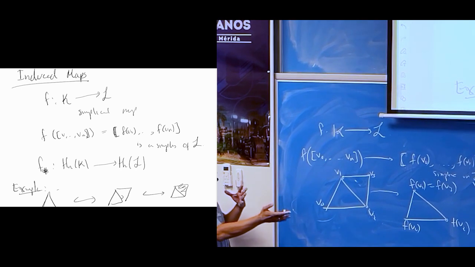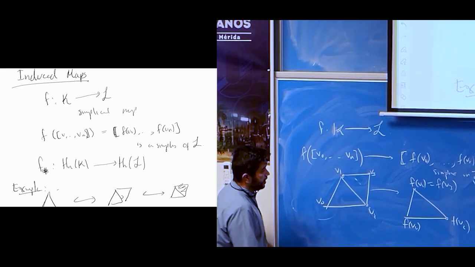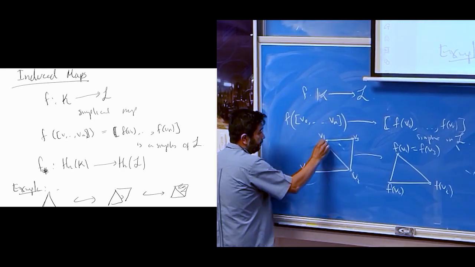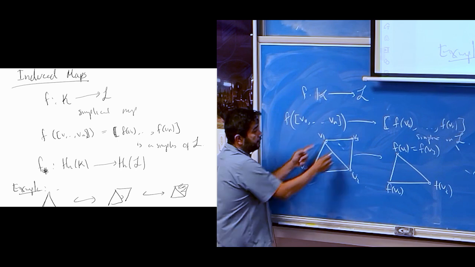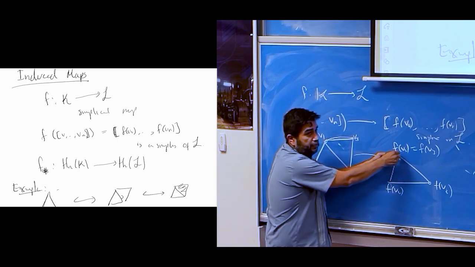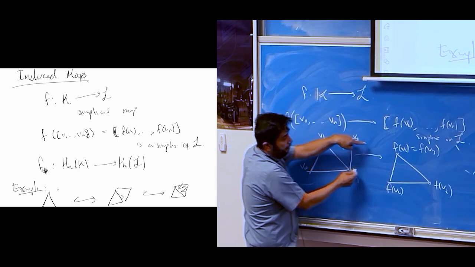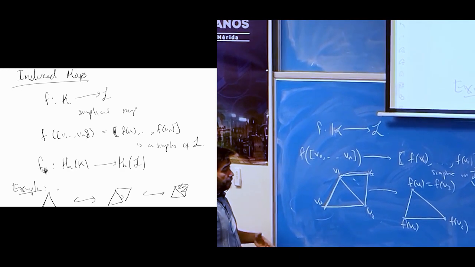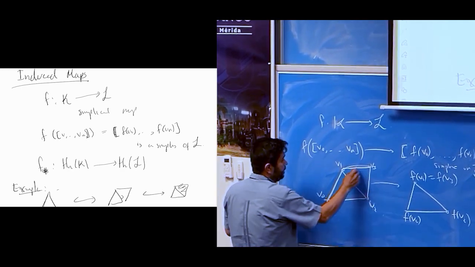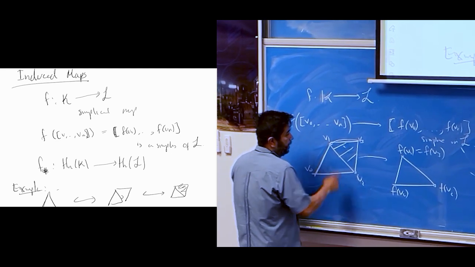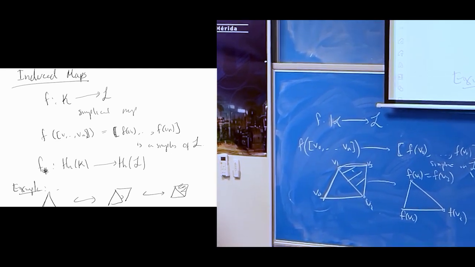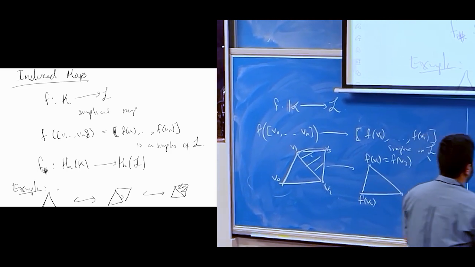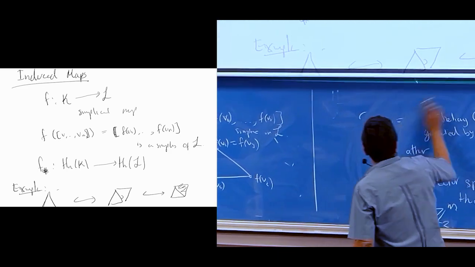Once I decide where all the vertices are mapped, the only thing I need to check is that simplexes are mapped to simplexes. For example, this simplex is mapped to this simplex. This simplex is mapped to a point, which is also a simplex. This simplex is mapped to a segment, which is also a simplex. And also I can just have this space, for example, and this also works perfectly.